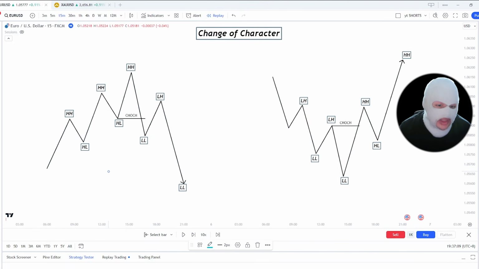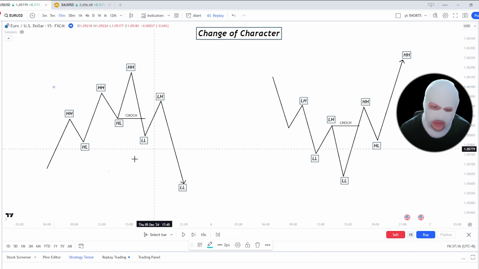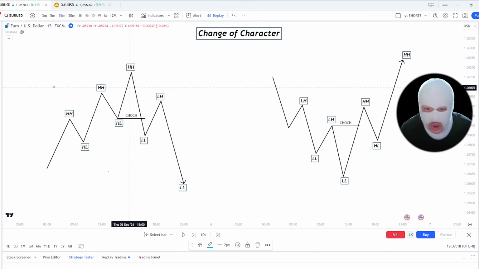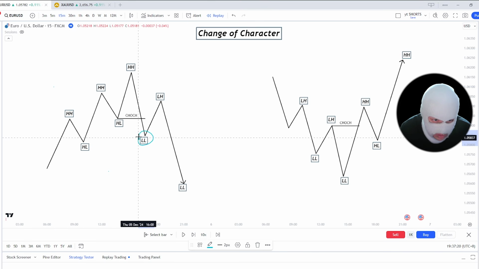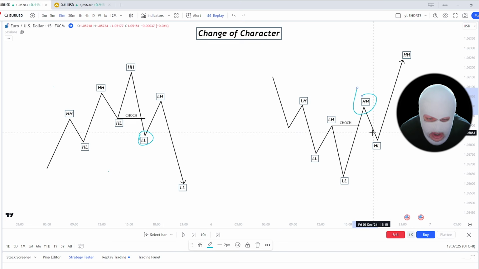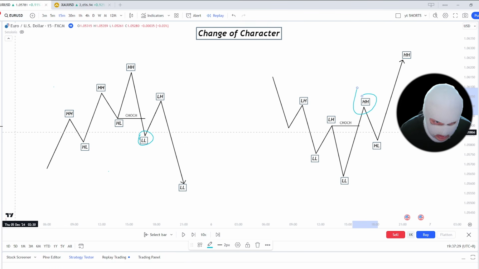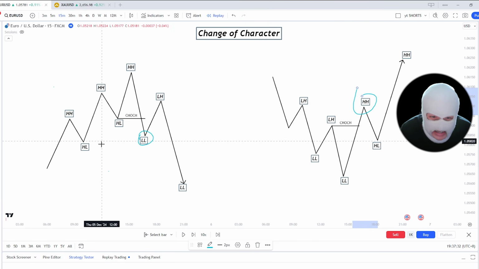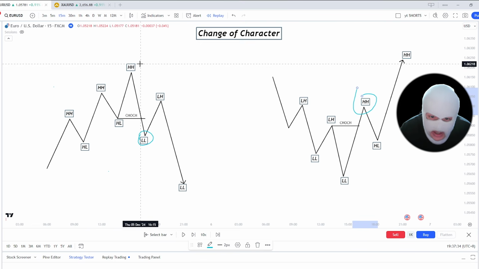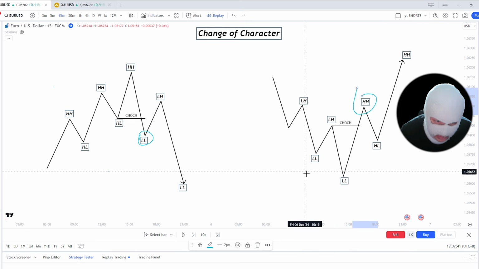You have probably heard of the third concept, change of character. And here's what it means. A change of character happens when the market shows signs of reversing. In an uptrend, a lower low suggests a potential reversal, while in a downtrend, a higher high signals a possible shift to an uptrend. By analyzing market structure, we can identify trends. Higher highs and higher lows indicate an uptrend, which means we are going bullish. And lower highs and lower lows point to a downtrend, which means that we are going bearish.